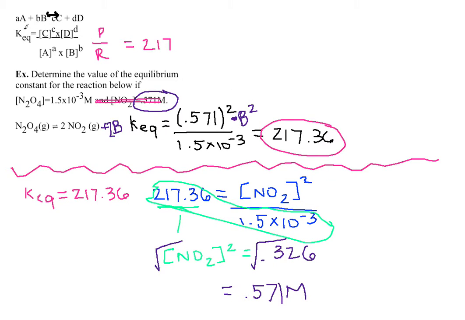The main concept here is that your KEQ equals your product concentration raised to its coefficient times however many products you have, all over the reactant concentration raised to its coefficient. The last thing to remember, if your KEQ is less than 1, what that tells you is that R is greater than P, right? R is greater than P, and therefore your reactants are favored, so R favored.